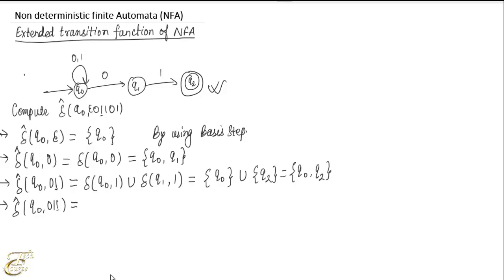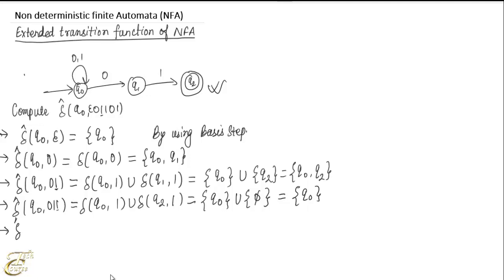Then delta of Q0, 01 and this one, which is equals to, now read this one in both Q0 and Q2 state. So we can write delta of Q0, 1 union delta of Q2, 1, which is equals to reading 1 in Q0 state gives Q0 union reading 1 in Q2 state does not have any transition, therefore phi, which is equals to Q0.